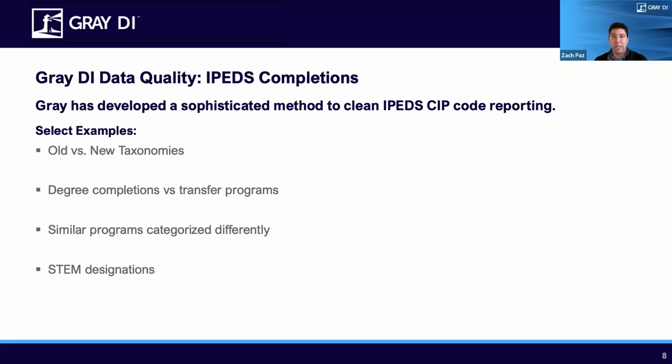And then another one was STEM designations. There's been a big shift from things like reporting completions in economics to reporting completions in econometrics. While the program is exactly the same, because of the STEM designation, there's just been a shift in where institutions are reporting it. So those are just some examples of how we've been working up to this point to get the 2022 completions data up to par, or at least up to our standards.